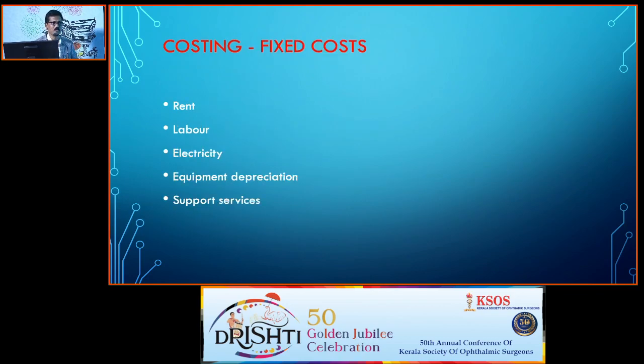So when you do a costing exercise, there are two types of costs involved. We all know that. One is the fixed cost. Fixed cost is something which you have to pay whether you operate on one patient or you operate on 100. The rent that you pay for the building, like most of us start in leased property. And labor is a very important cost, your salaries, because that cost will always be there, even if you operate few patients or you operate more. Electricity, your equipment, depreciation of the equipments and other support services that you have.